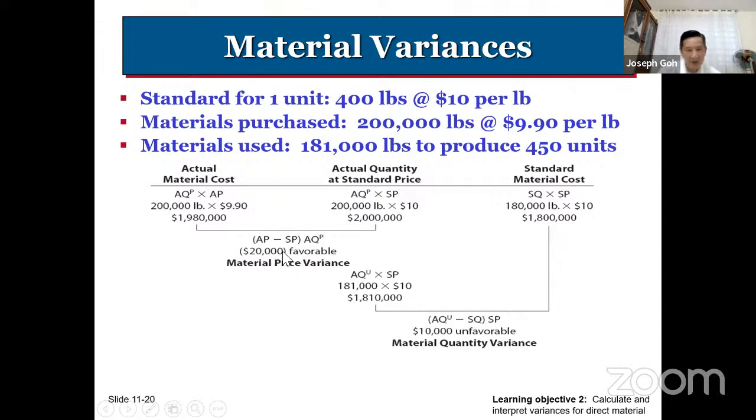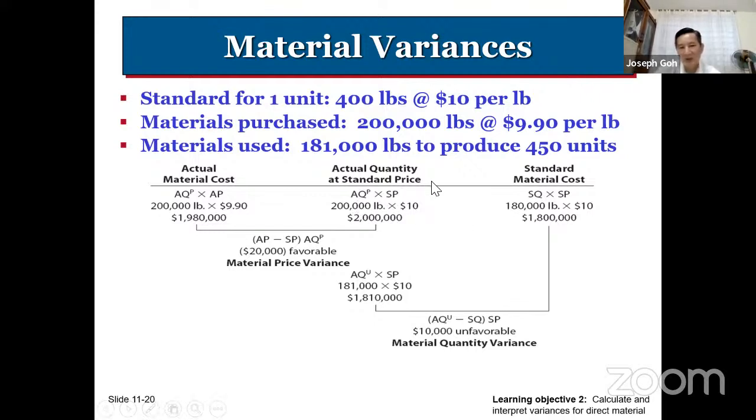You can put favorable. On this side, whether you put a positive or put brackets, open bracket or close bracket, is okay. But put the word favorable or unfavorable to show that you understand this 2 million standard minus 1.98 million is a saving, a favorable variance for the material price for the company. So the second one we always compare is the quantity variance.